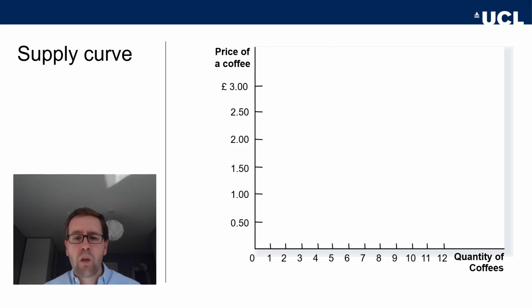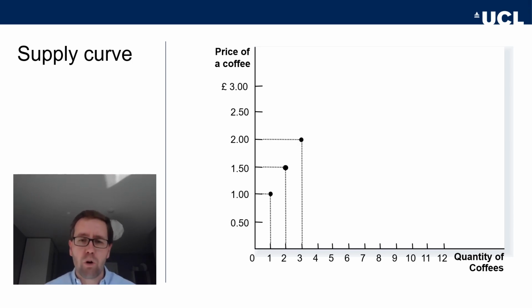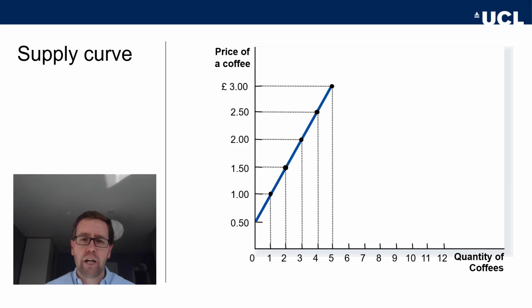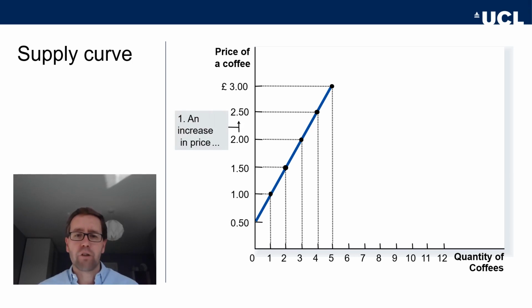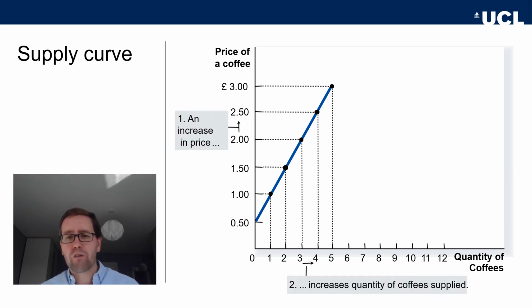So what does it look like? Well, same as before, but we look at the supply curve now. So if the price of espresso is £1, we have some people supplying espresso. If the price is £1.50, we have more people willing to set up a coffee stand, and so forth. Okay, so supply curves are upward sloping. The higher the price, the more lucrative it is, the more players are willing to enter the market, the more people are willing to set up an espresso stand. So if the price increases, the quantity of coffees supplied increases as well.